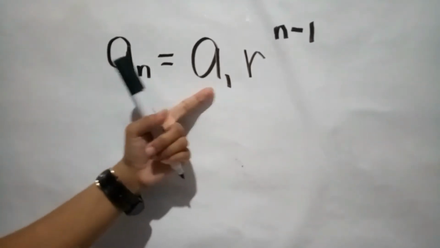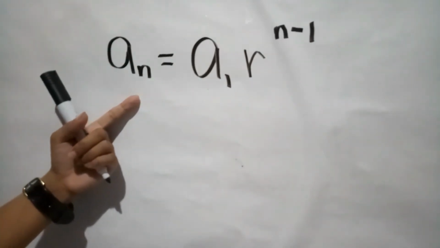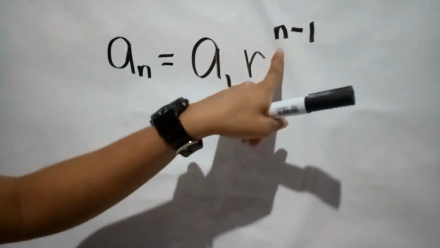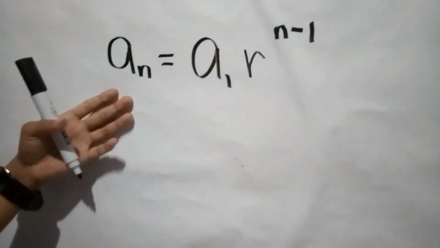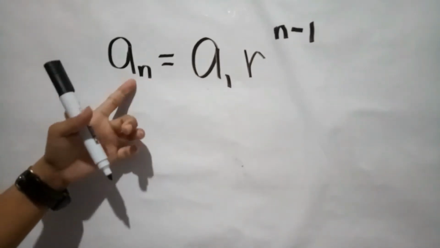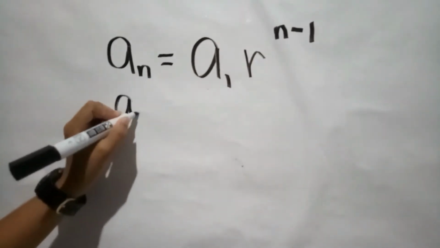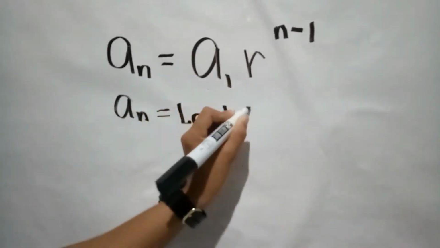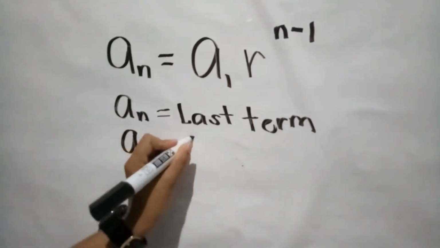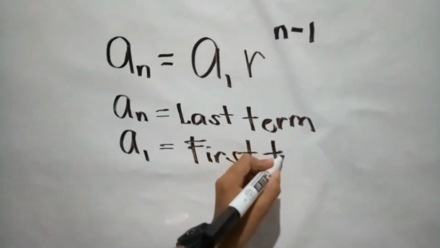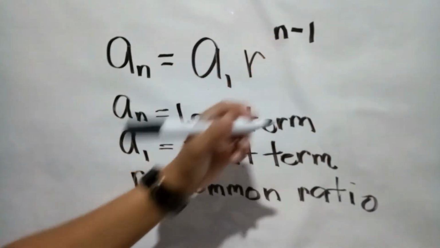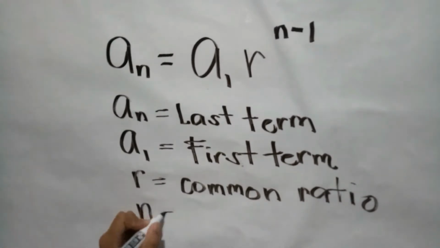This is the formula that we are going to use to find the geometric mean. We have a sub n is equal to a sub 1 times r raised to n minus 1. This is the formula in a geometric sequence. A sub n is the last term, a sub 1 is the first term, r is the common ratio, and n is the total number of terms.